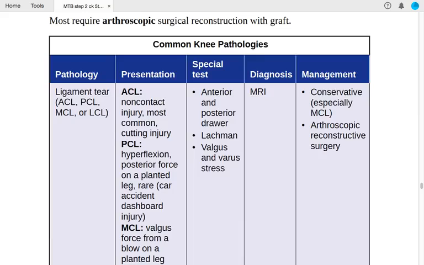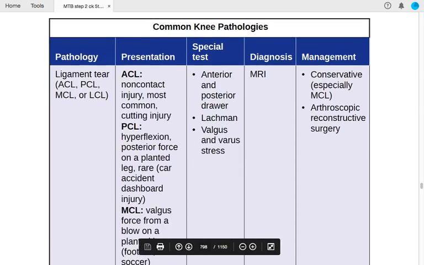So starting with ligamentous tears, it may be the anterior cruciate ligament, the posterior cruciate, or the medial collateral or lateral collateral ligament. For any ligament tear, we'll see step by step how they present, what the special tests are, especially how we are going to diagnose them, and what management we are going to provide them.